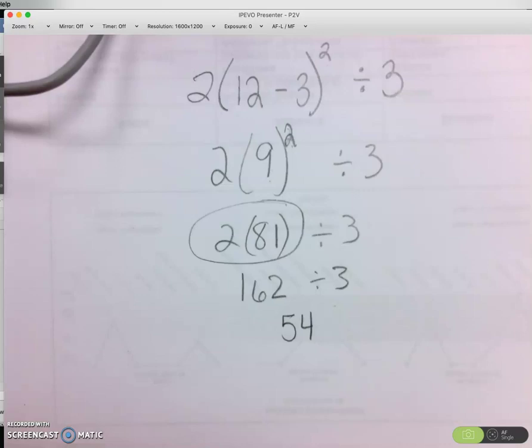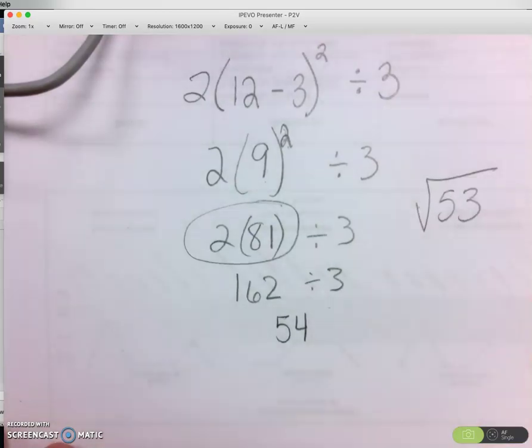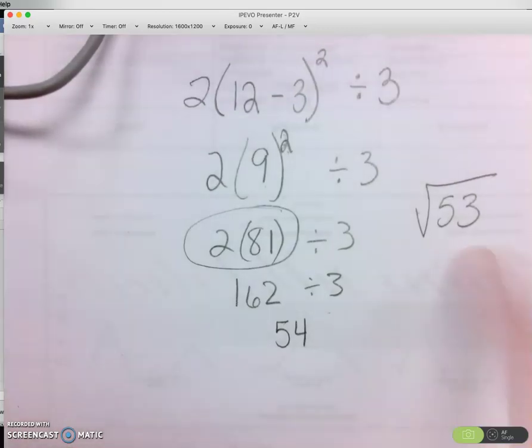Subsets. Remember that if I have the square root of a not perfect square, not perfect squares are all the numbers that are not perfect. So the perfect squares are 1, 4, 9, 16, 25, 36, 49, 64, 81, 100. Anything else besides that, if it was square root of, say, 53, is 53 a perfect square? No. So that would be an irrational number.